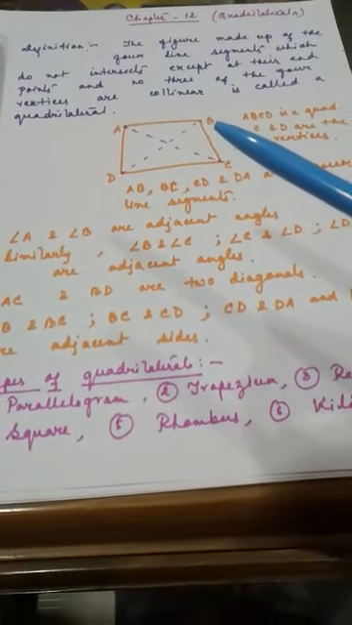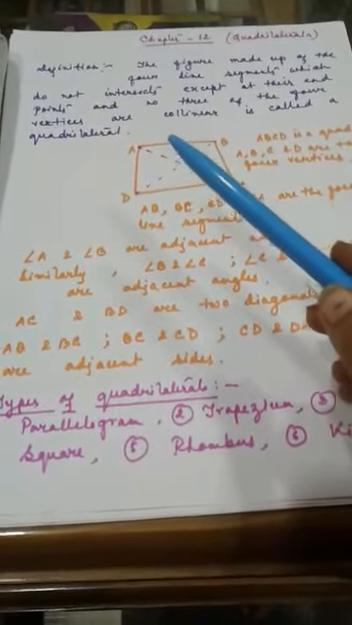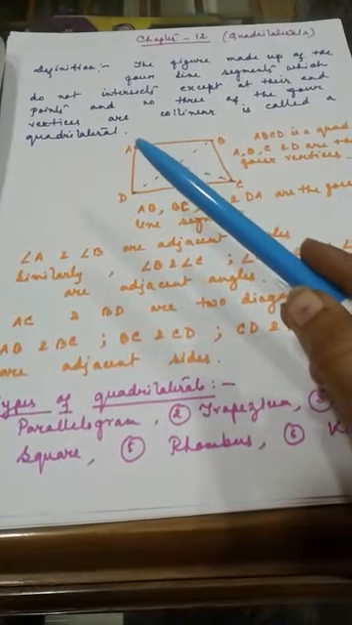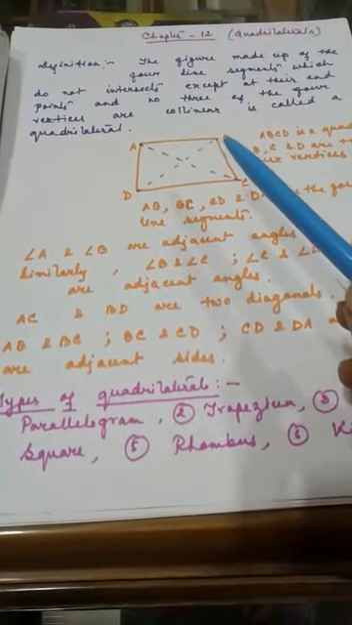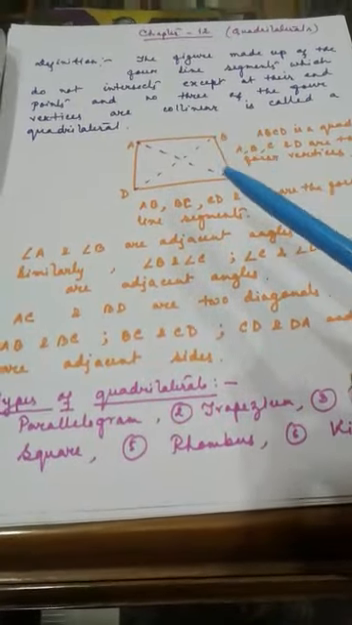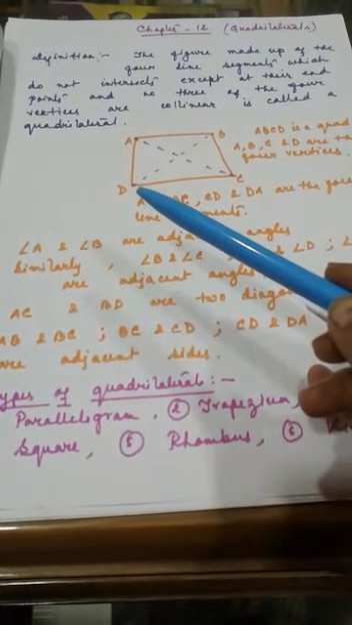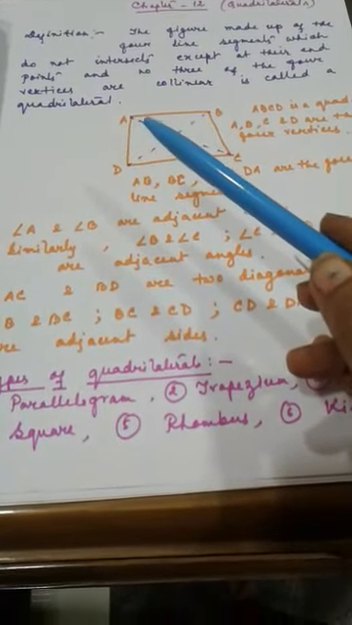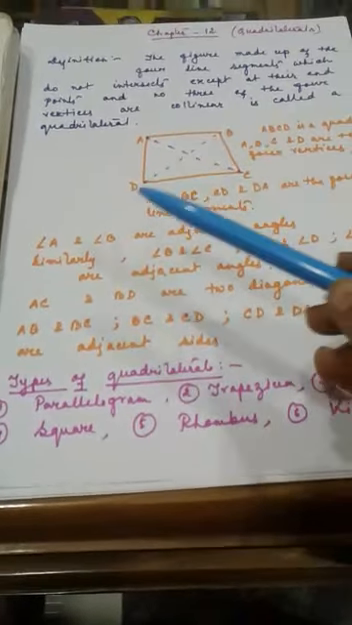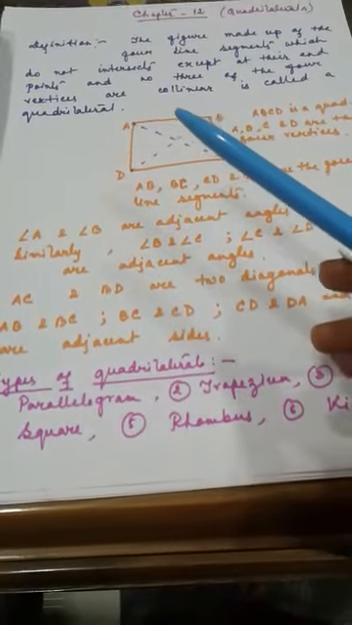So now the next topic is adjacent angles. What do you know by adjacent angles? Adjacent angles are those angles which are lying side by side, like A and B are adjacent angles, or B and C are adjacent angles, or C and D are adjacent angles, or D and A are adjacent angles. Clear? And AC and BD are the 2 diagonals.